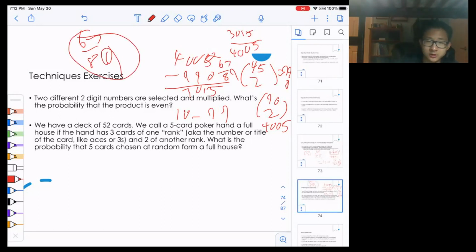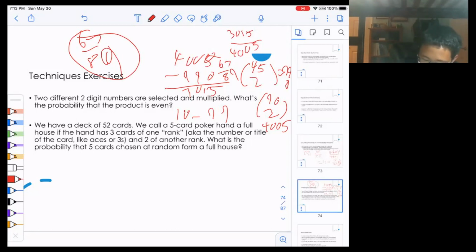All right, so now I'm going to go over the second one. We have a deck of 52 cards. We call a 5-card poker hand a full house if the hand has 3 cards of one rank, like the number or title, like aces or threes. You know, like every card is like an ace, 2, 3, 4, 5, like jacks, kings, and all that stuff, and 2 of another rank. So what is the probability that 5 cards chosen at random will be a full house?